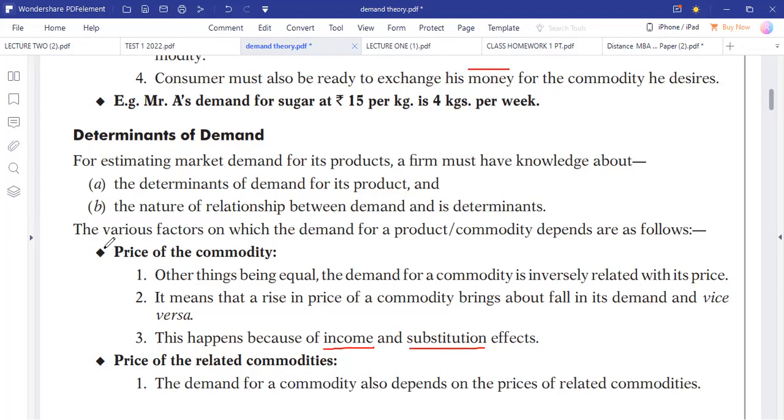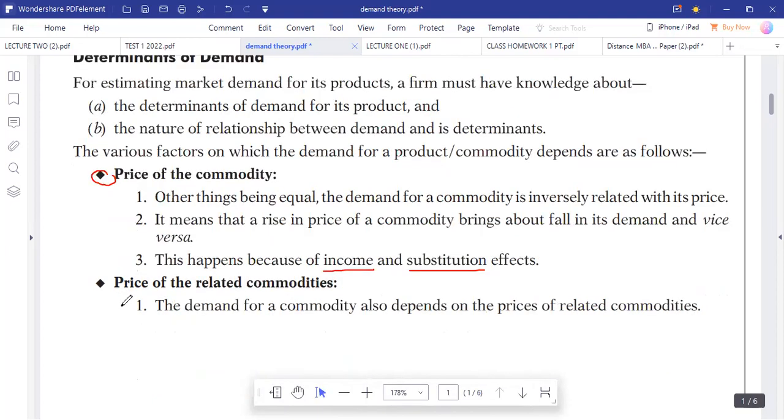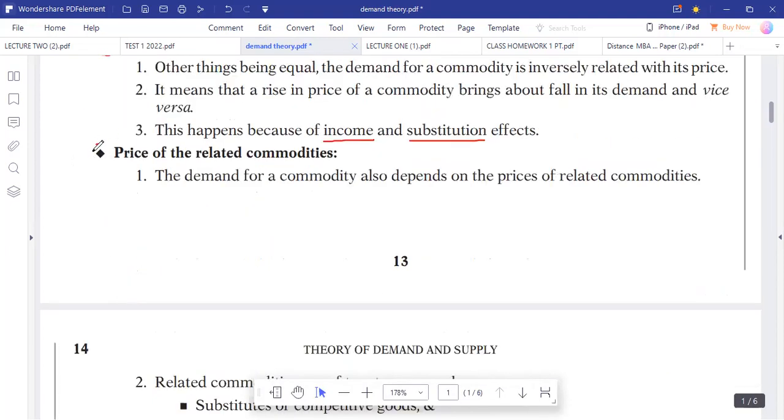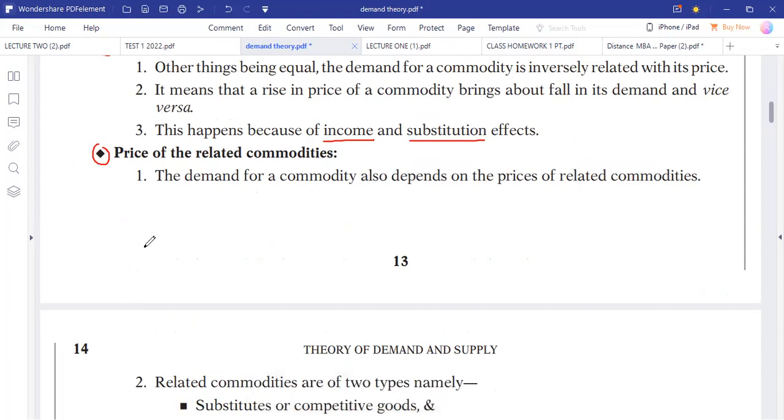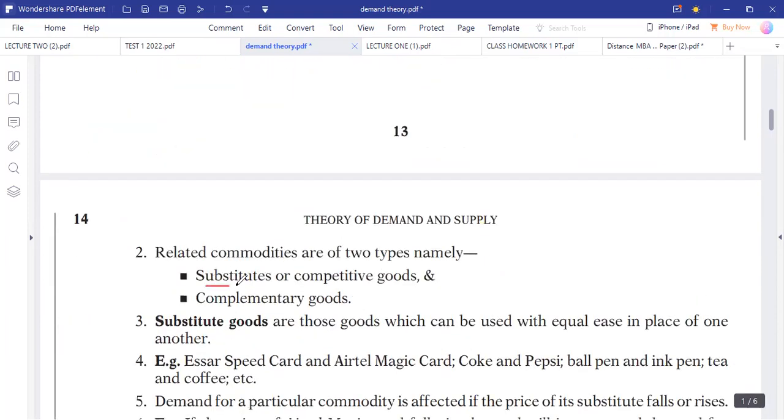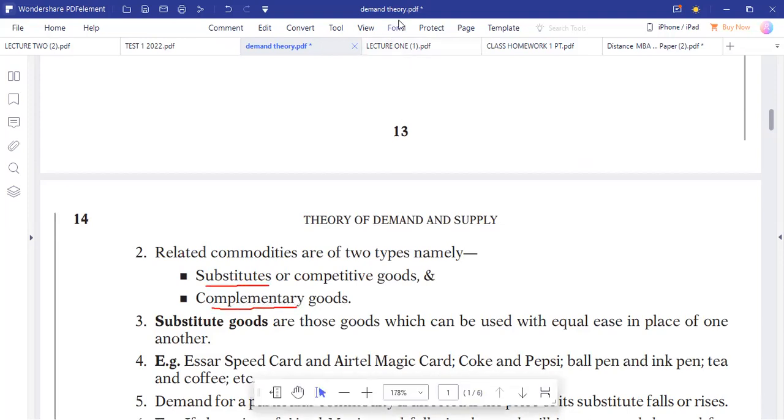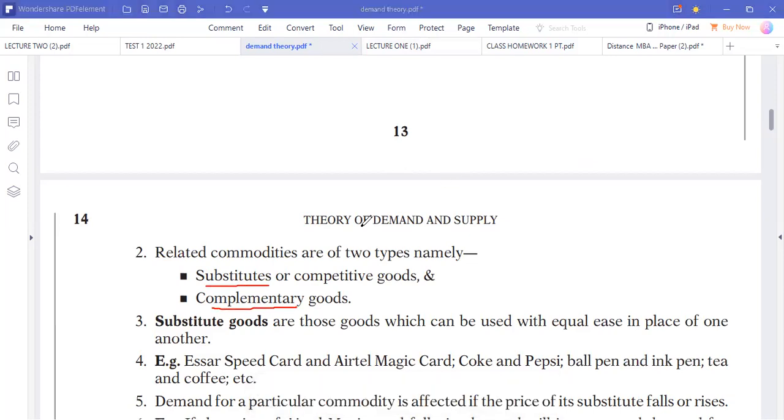So we are done with the first factor that affects demand, which is the price of that particular commodity. The next one is the price of related commodities. The only two related commodities that we need to know can either be a substitute or a complementary good. What is a substitute good? What is a complementary good? Anyone?